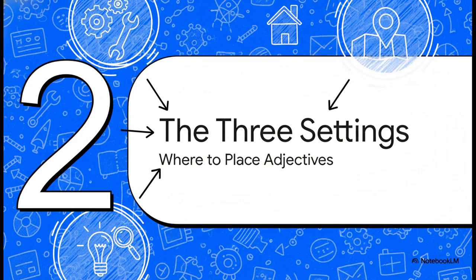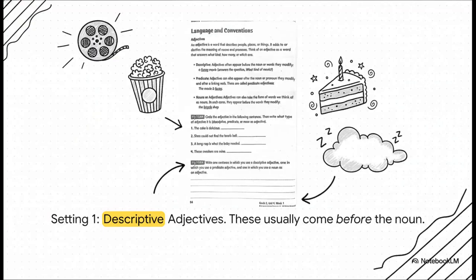Okay, so we know what an adjective is, but where do you actually put it in a sentence? You can think of this like having 3 main settings for our adjective tool. Let's check them out. First up, setting number 1. This is the one you probably use all the time without even thinking about it, the descriptive adjective. It comes right before the noun it's describing. You know, a funny movie, a delicious cake, a long nap. It's simple, it's direct, and it gets the job done.